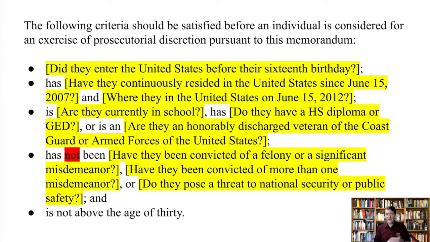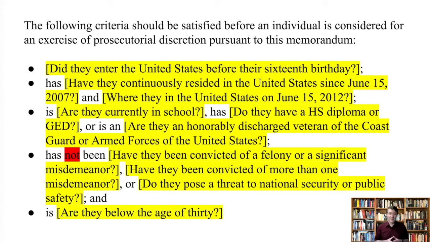And then we have another not, we said is not above the age of 30. So we can take that and we can just say, are they below the age of 30? But we can do one better, right? The same way we did with the dates above, we actually know what it means to be below the age of 30 at the time of this memo, and that is the interpretation that people have gone with.